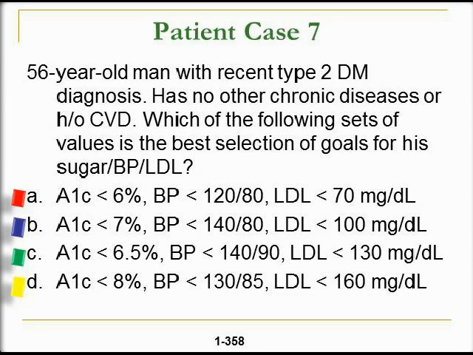All right, patient case 7. You have a 56-year-old man, recent diagnosis of type 2 diabetes, no history of cardiovascular disease or other chronic diseases. Which of the following sets of values is the best selection that goes for both sugar, blood pressure, and lipids?